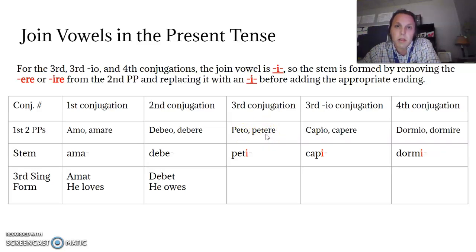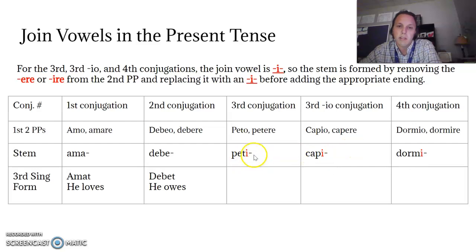And there were times last year where some of y'all, the kids who I had, would ask me, well, why does this have an I now? Well, this is why, because it's third conjugation and the joined vowel is going to be I. So we take off the ERE here, we add an I, and that's our stem. Capio, capere, take off the ERE, add an I. Dormio, dormire, take off the IRE and add an I. Or for the fourth, in this case, you can just do RE. Take off the RE, but you'll see why in a second that I'm including this here.